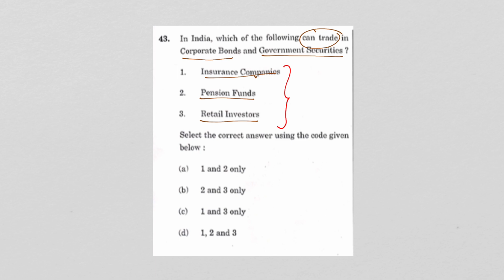So insurance companies, pension funds, retail investors, these three options are correct. And this is a very, very basic understanding, a very general understanding that nobody is banned from this. And if you see retail investors, it always comes up in the news that retail investors can buy these securities directly from RBI, which was a current affair also. And again, pension funds and insurance companies, they are financial institutions. So definitely they must be given access to government securities and corporate bonds. So the answer is 1, 2 and 3.